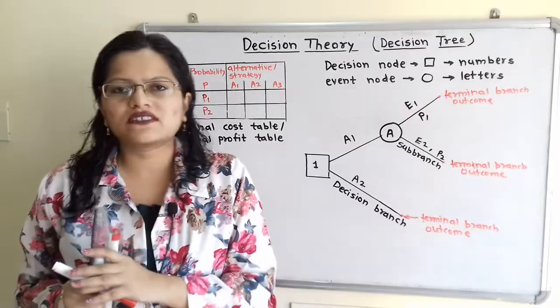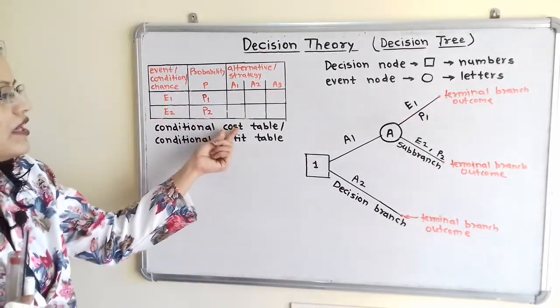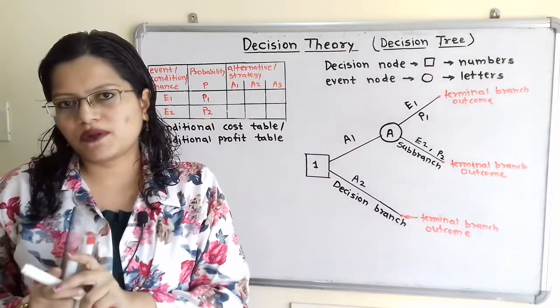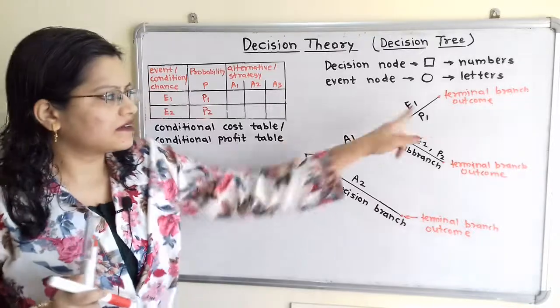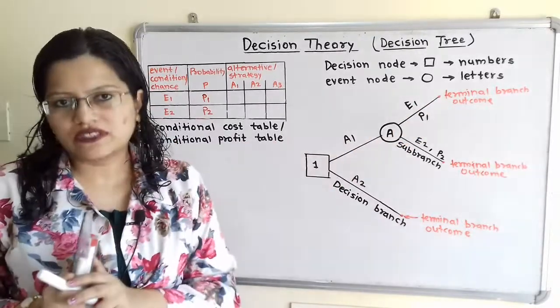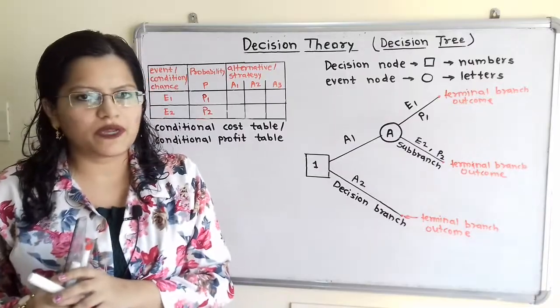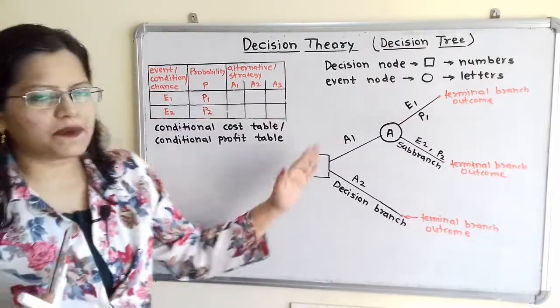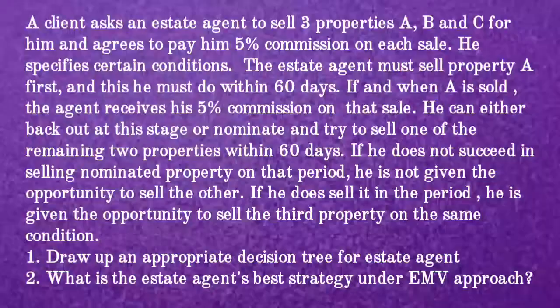Suppose costs are involved in the calculation, then we have to take the decision for the minimum cost, that is, the EMV value should be minimum, and that path we have to select. And suppose profit is involved in the problem, then we have to select the expected monetary value for the maximum profit.